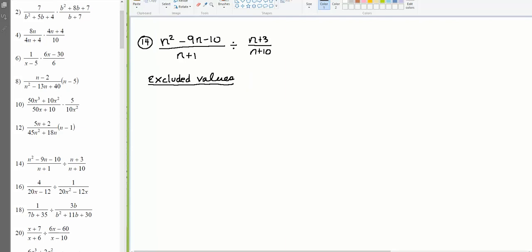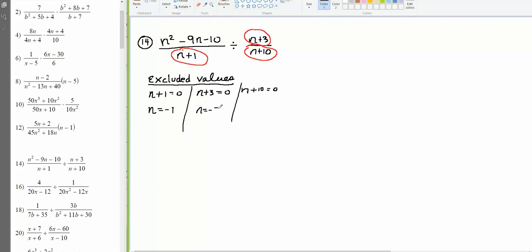Now this one is a division problem, and the excluded values are actually going to come from the denominators and also from the numerator of the divisor. So each of these terms has to be set equal to 0. So n plus 3 has to be set equal to 0, and n plus 10 has to be set equal to 0, and you have to solve them individually. So from here you get that n equals -1, n equals -3, and n equals -10. So the excluded values are -1, -3, -10.